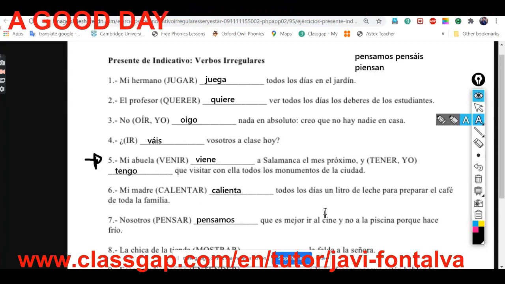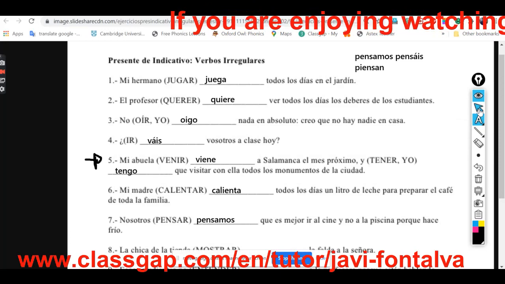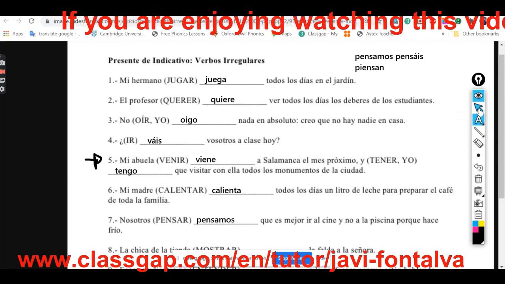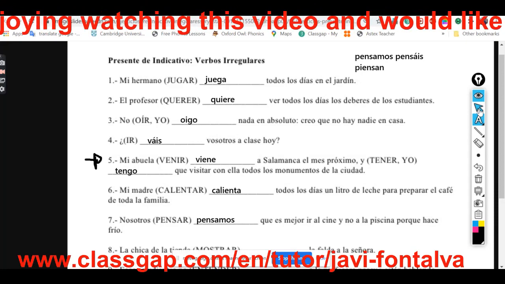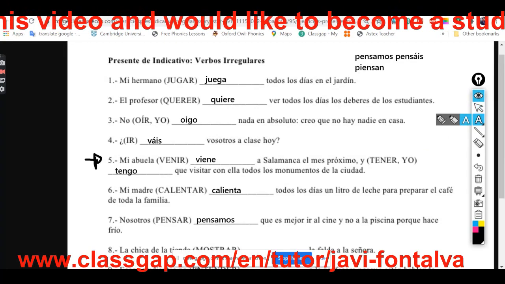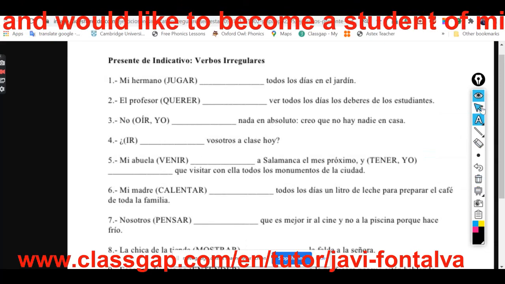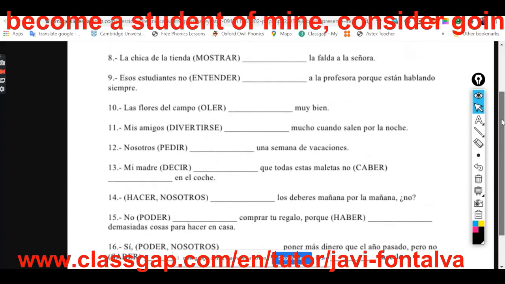Nosotros pensamos que es mejor ir al cine y no a la piscina porque hace frío. What does this mean? Hace frío. We think that it's better to go to the cine and not to the swimming pool, because it's cold. Perfect. Very good job. Okay, let me delete this and scroll down a little bit. Just a few more sentences.